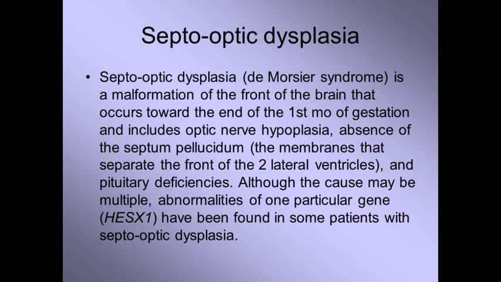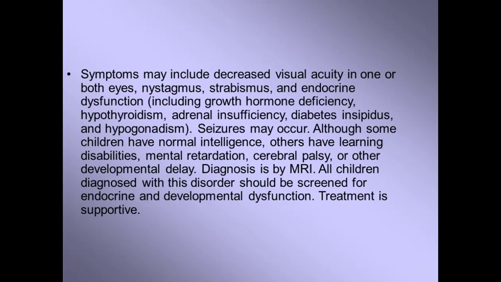Symptoms may include decreased visual acuity in one or both eyes, nystagmus, strabismus, and endocrine dysfunction including growth hormone deficiency, hypothyroidism, adrenal insufficiency, diabetes insipidus, and hypogonadism. Seizure may occur, although some children have normal intelligence. Others have learning disabilities, mental retardation, cerebral palsy, or developmental delay. Diagnosed by MRI. All children diagnosed with this disorder should be screened for endocrine and developmental dysfunction.